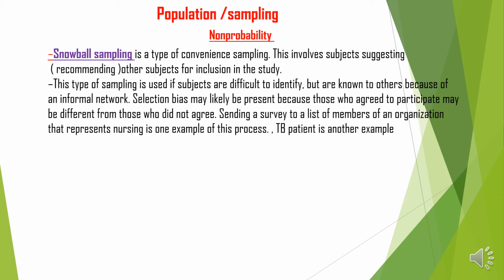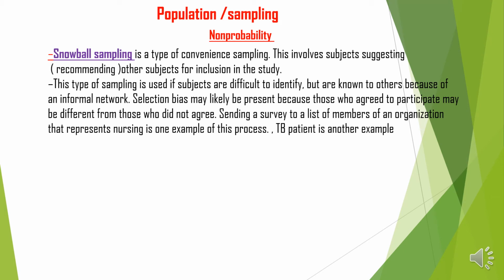This type of sampling is used if the subjects are difficult to identify but are known to others. They know each other, but I don't know them all, because they have an informal network. Selection bias may be likely to be present because those who agree to participate may be different from the people who don't agree. For example, if I found 2 TB patients and I asked someone to tell me about other TB people, he can tell me, yes, I'm going to do it. But the second one will tell me, no, I don't like it, I will not help you.